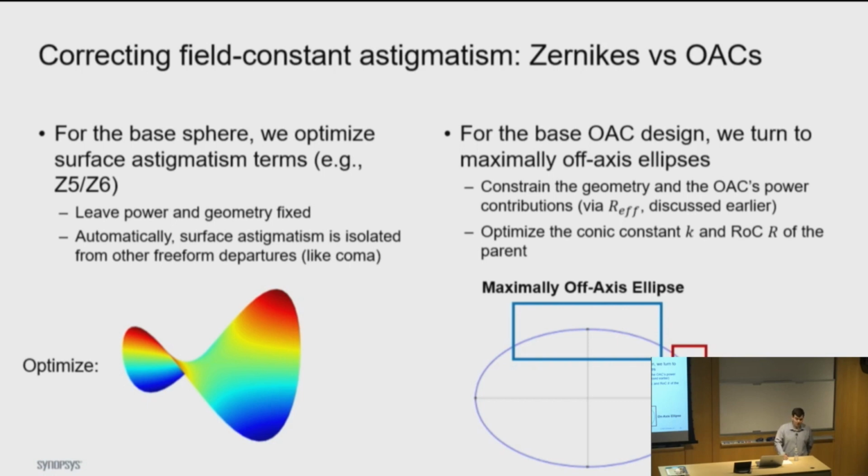On the right-hand side, though, is the off-axis conics. And if we recall, we don't have the Zernike astigmatism and Zernike coma terms. Instead, we are going to turn to the maximally off-axis ellipses that we talked about earlier. So what we're going to do is we are still going to constrain the geometry. We're still going to constrain the power of the off-axis conic by constraining R effective. And instead, what we're going to do is optimize the conic constant K and radius of curvature R at the parent, after we set omega to be 90 degrees. And if we recall, this guy is doubly plane symmetric and is primarily going to be giving us our surface astigmatism. It's not exactly equivalent, but that's what we're going to be doing.